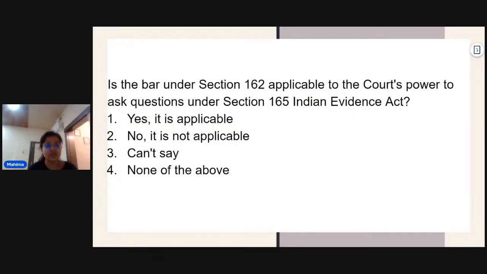Is the bar under section 162 applicable to the court's power to ask questions under section 165 of the Indian Evidence Act also? Yes, it is applicable. No, it is not applicable. Can't say, none of the above.